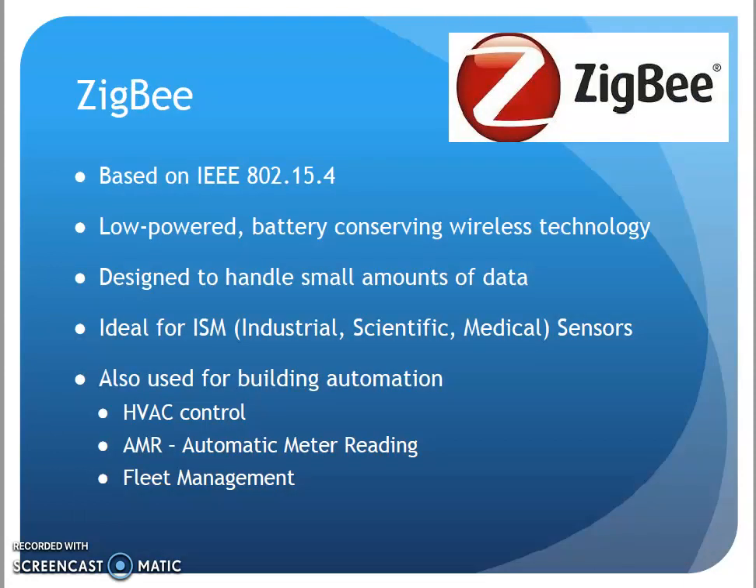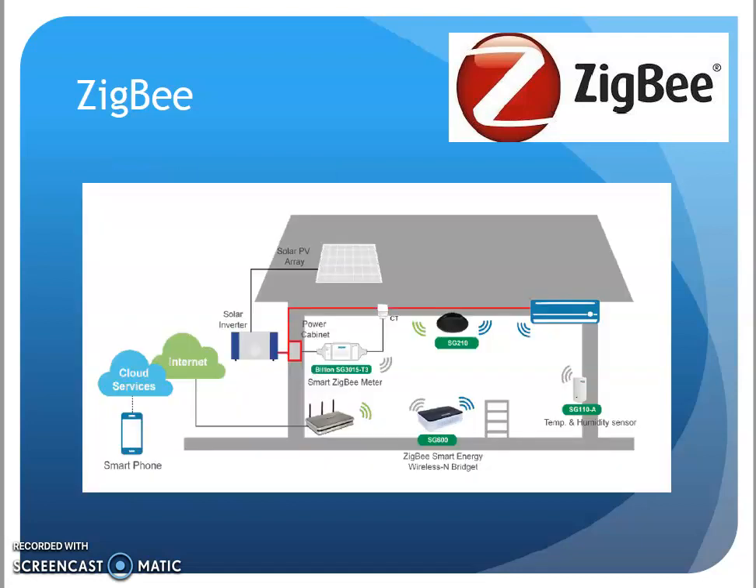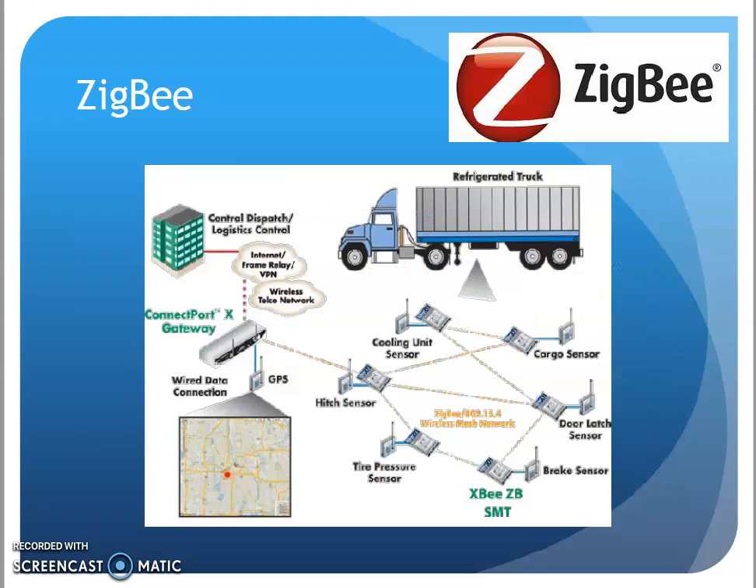ZigBee is similar, but it's ideal for industrial. Where I have maybe a manufacturing plant where I need to monitor my sensors, my temperature sensors, my liquid height sensors, that sort of thing in my facility. So this is more aimed towards industrial versus Z-Wave for home.